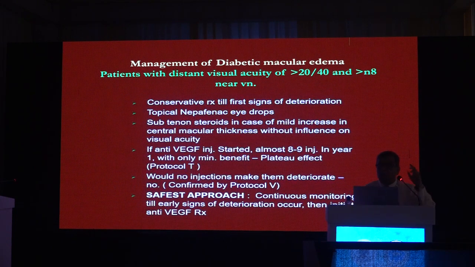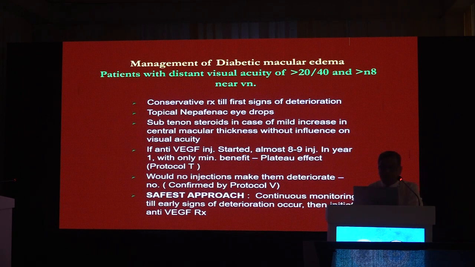Now, how do you treat the actual patient on the ground? If his distant visual acuity is better than 6/12 and better than N8, conservative treatment is the way to go. I would only give topical NSAID drops. I would not start anti-VEGFs because we know once you start, he'll need something like 8 to 9 injections in a year, and with only minimum benefit, as we know from the Protocol T. But would no injections make them deteriorate? No. This has been confirmed by the Protocol V, that these patients would not deteriorate over a period of 2 years in the majority of cases.